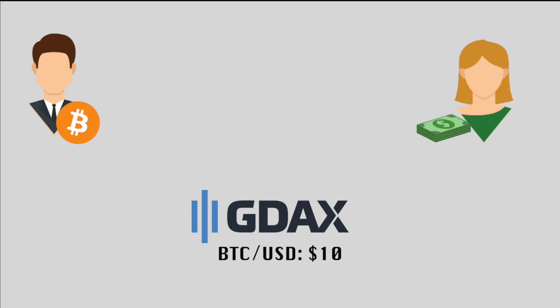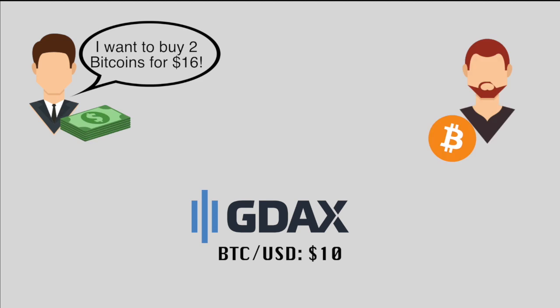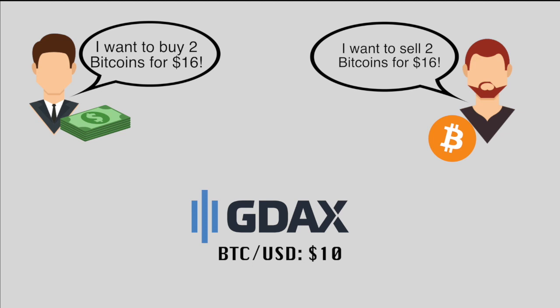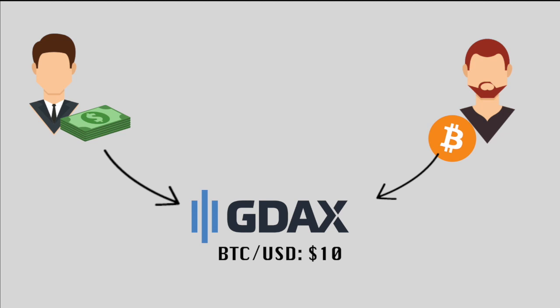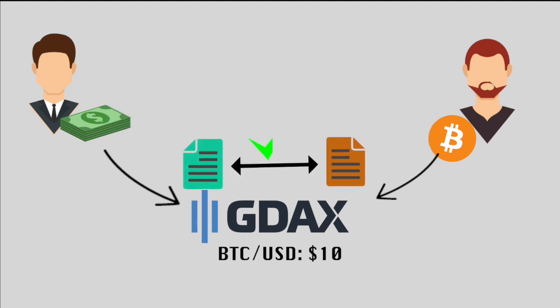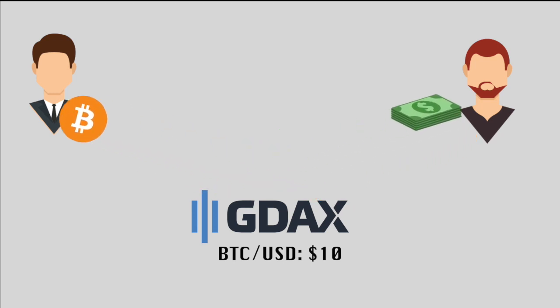Now let's say Bob wants to buy two more Bitcoins and he wants to pay $16 for them. Dave has two Bitcoins he wants to sell for $16. They follow the same process as before by submitting orders to the exchange. The exchange matches the order and the money and the Bitcoin are transferred to Dave and Bob. The price of that last order was $16 for two Bitcoins, thus the updated trading price is now $8 for one Bitcoin, since the trading price is shown for the price of one Bitcoin.